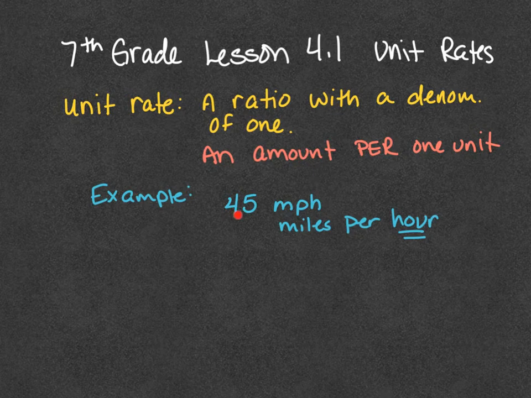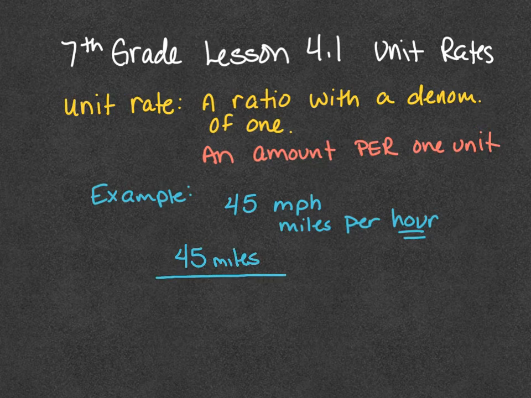An example would be 45 miles per hour, singular, not hours, but hour. And that can be written as a ratio of 45 miles per hour, 1 hour. And so that's what they mean by ratio with a denominator of 1. It's a 1 unit, a single unit thing. So we're going 45 miles per every 1 hour.